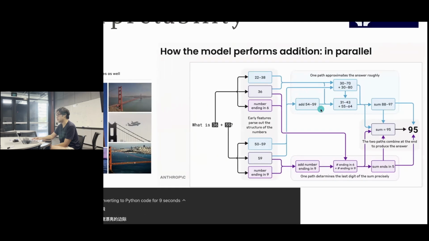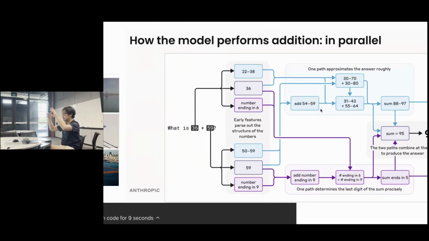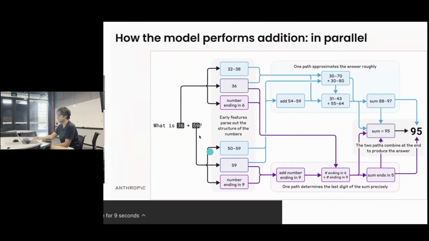Another big question is, with reasoning models these days explaining their thinking, is it faithful to what happens in the neural network or the transformer?